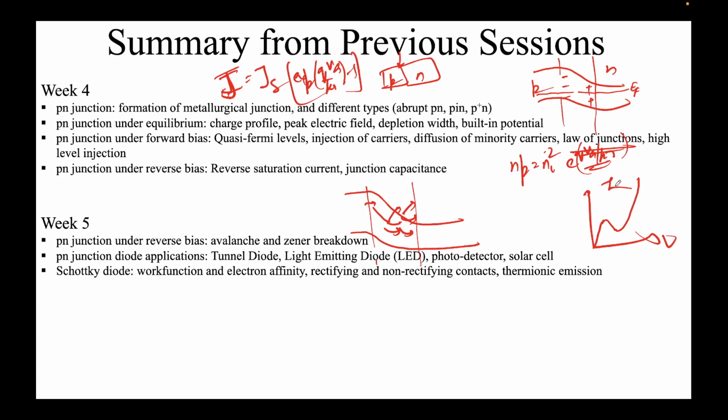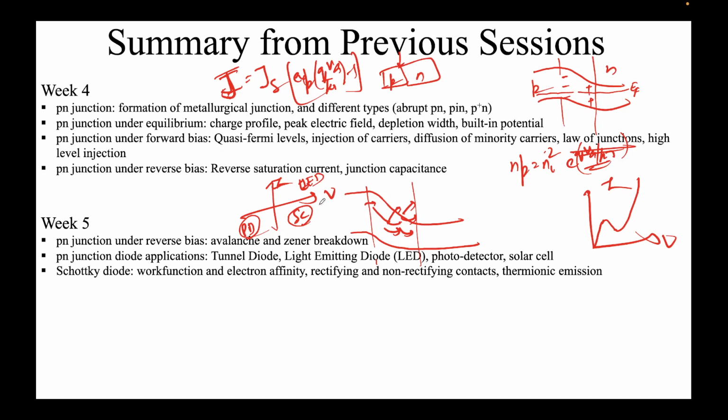The other devices we saw were LED, photodetector, and solar cell, which we will come to maybe a couple of videos later. In I versus V, we saw LED was in the first quadrant, photodetector was in the third, and solar cell was in the fourth. And another type of junction that we saw was the Schottky diode, which is essentially a metal semiconductor junction.